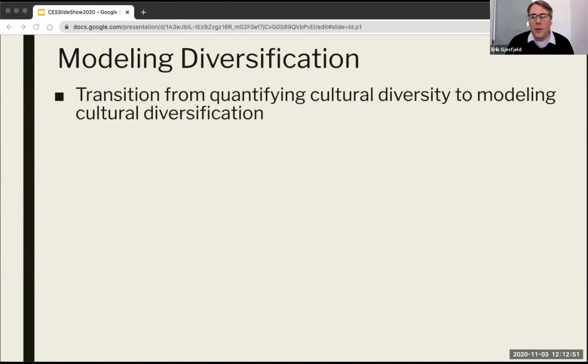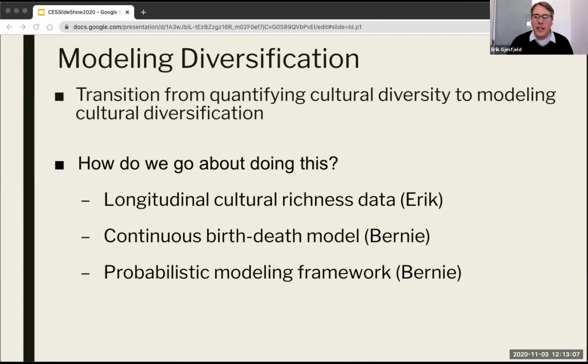So what are we arguing for? Well, the argument can most simply be put as: what we're trying to do is transition from quantifying cultural diversity to modeling cultural diversification. That's what we want to try to do. And how do we actually go about doing this? This is really what our module tries to do.